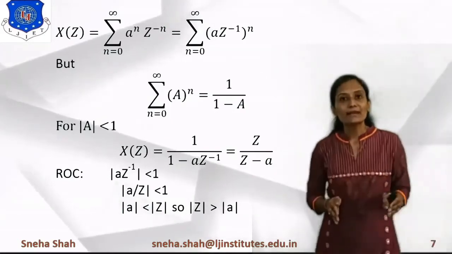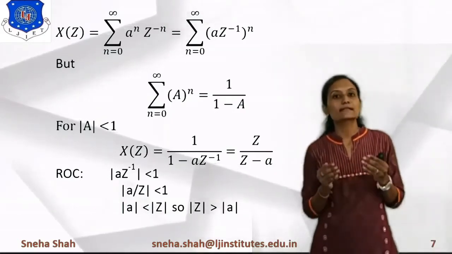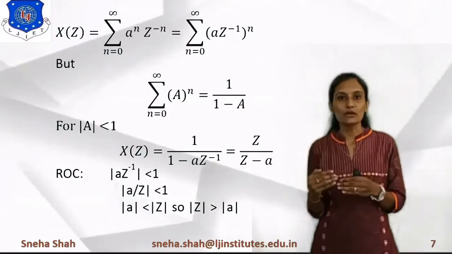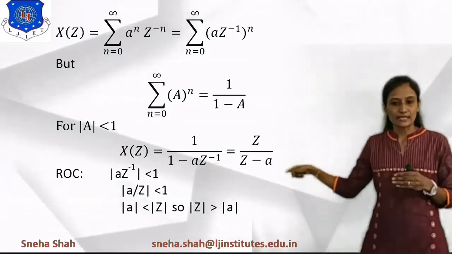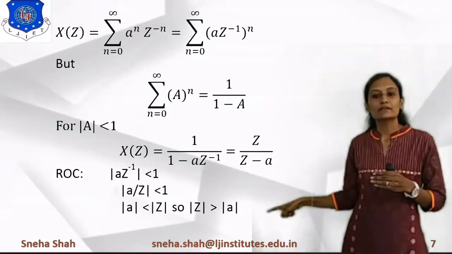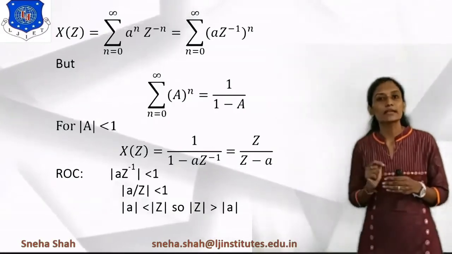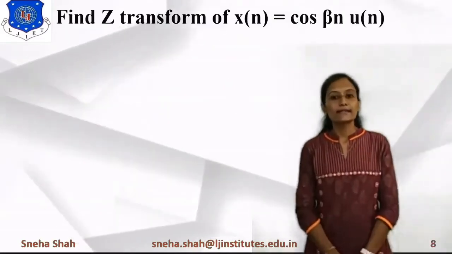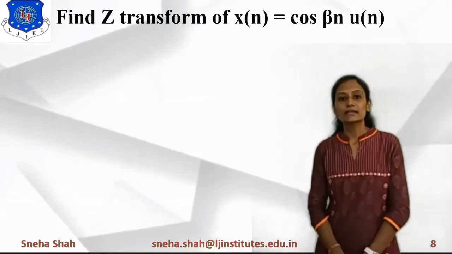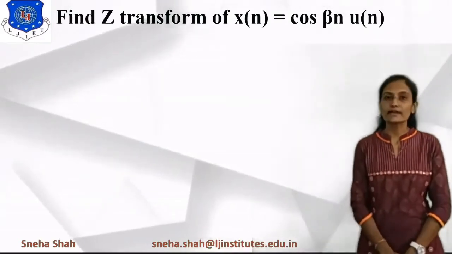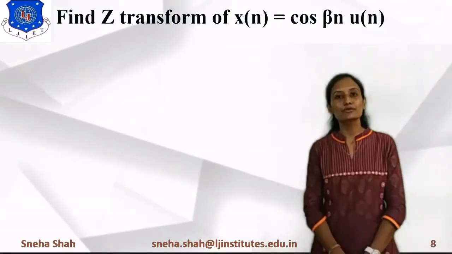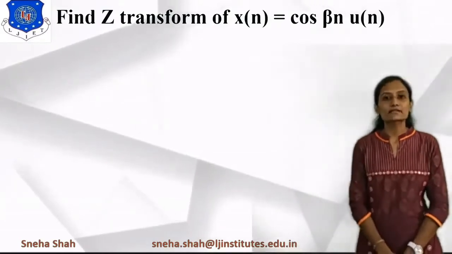So when I am taking the input sequence as x of n equals a raised to n u of n, then the z transform is z upon z minus a, and the ROC will be mod z should be greater than mod a. Now the next example is, find the z transform of x of n equals cos beta n into u of n. Then what will be the z transform?